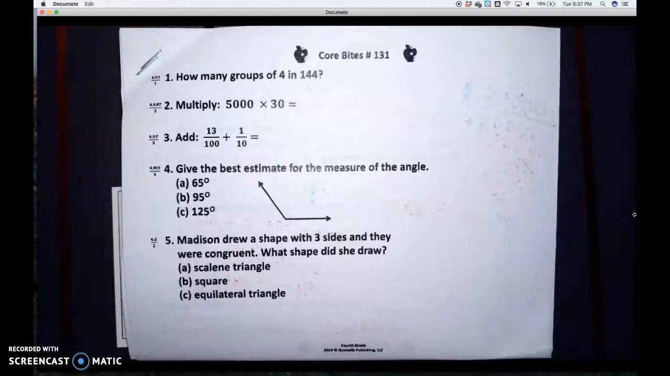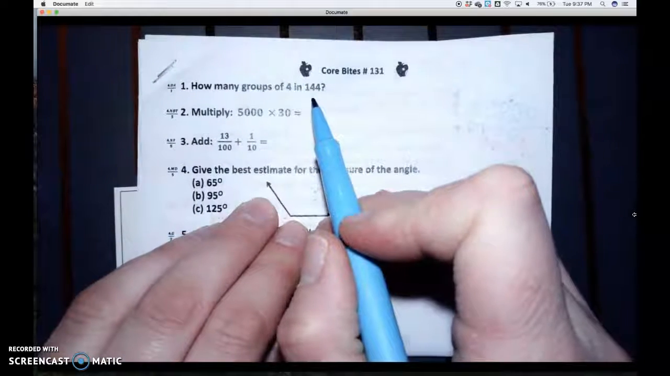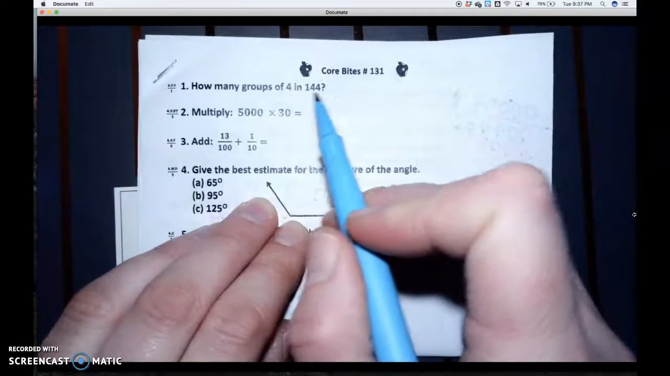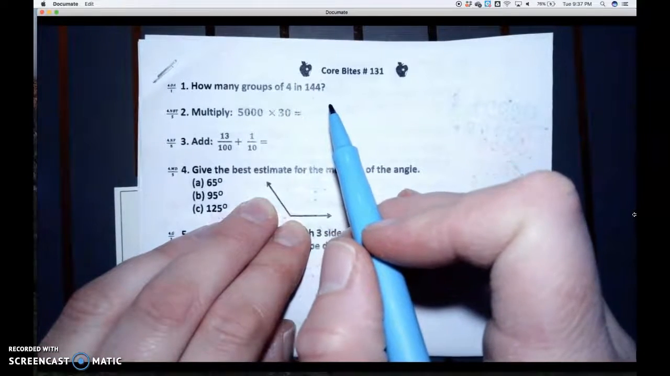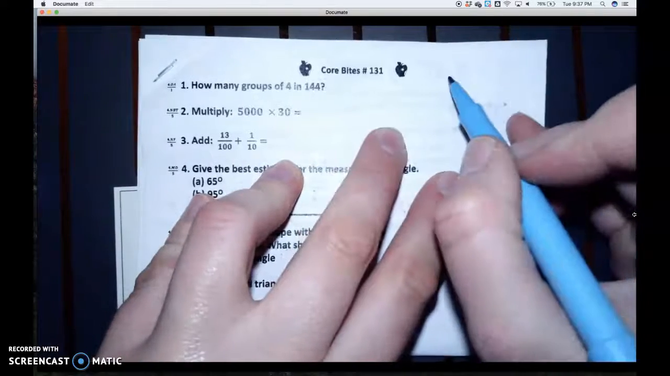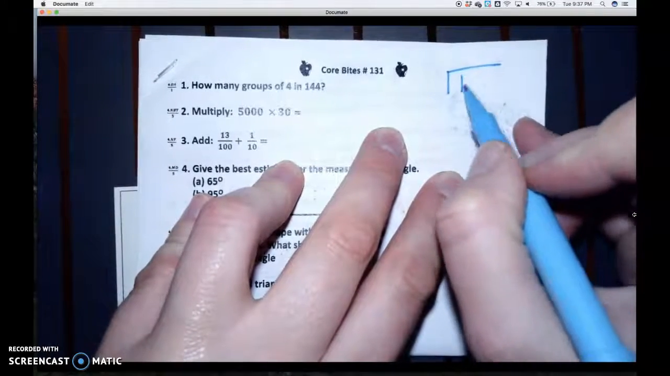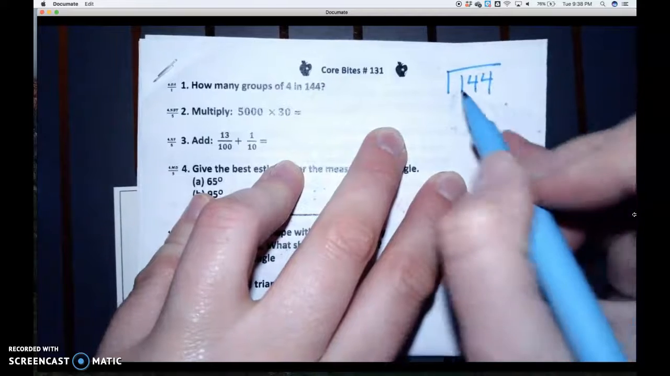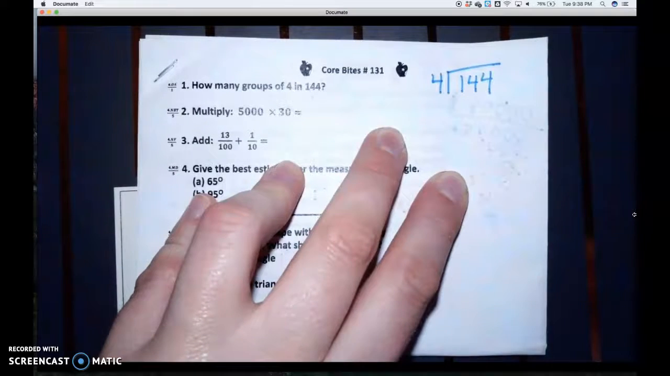Number 1 says, how many groups of 4 are in 144? The best way to do that is to divide 144 by 4. If you know your multiplication tables, you would probably know the answer, but just in case you don't, we can work it out, okay? So you're dividing 144 divided by 4.